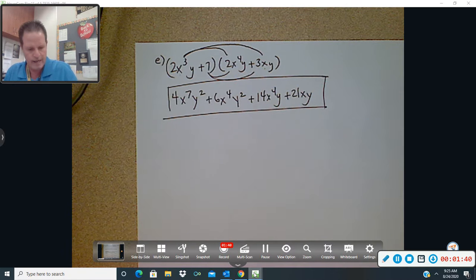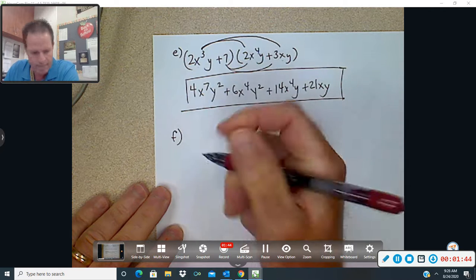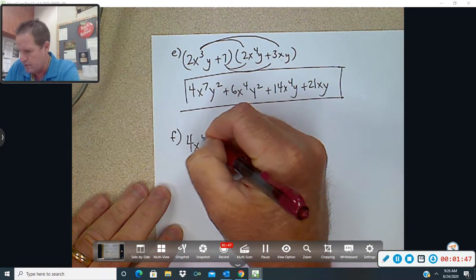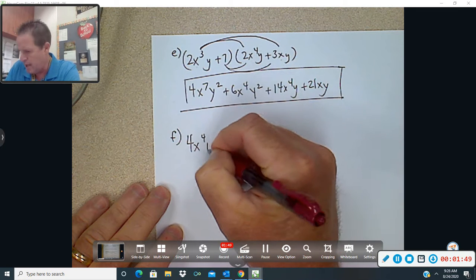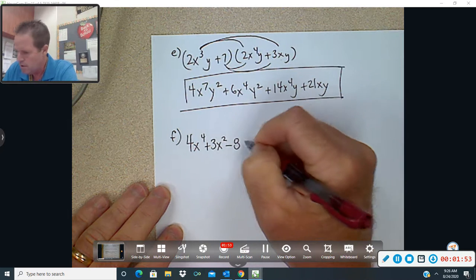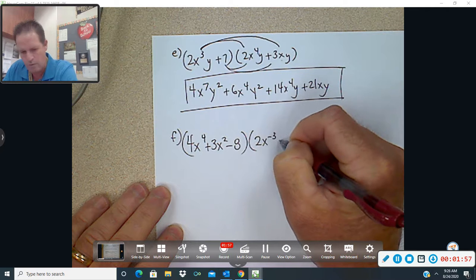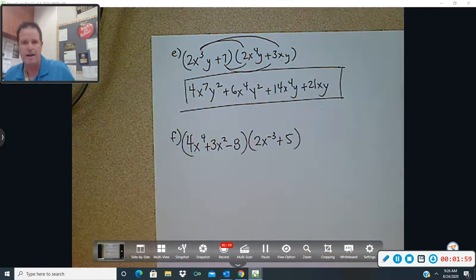All right, so the next one here, again, I'm going to recopy it on my piece of paper here. Letter F, we have 4x to the 4th plus 3x squared minus 8, and we want to multiply it with 2x to the negative 3 plus 5.